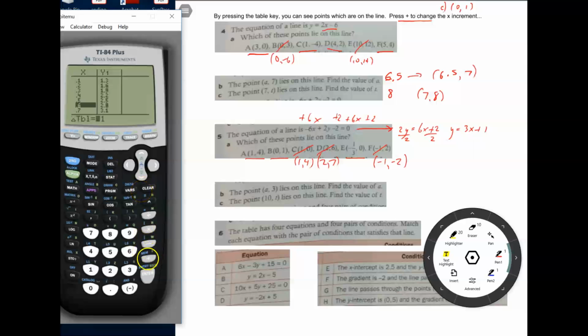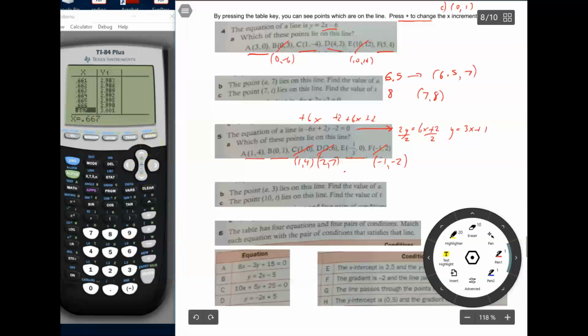Let's change this to plus 0.01. Oops. Second table. Plus 0.01. Okay, pretty close. Okay, I think I can see what it is. Plus 0.001. Okay, so basically it's 0.667, right? 0.667. Oh, I'm sorry, not here. 0.667 comma 3.